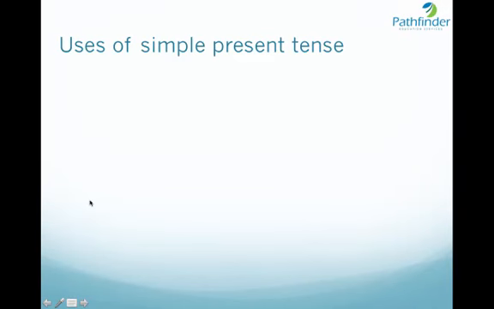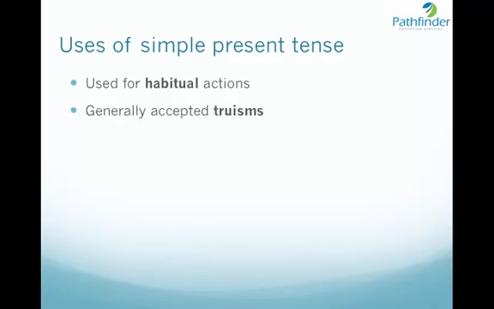Next, we look at the uses of tenses, starting with the simple present tense. Now, when do we use simple present tense to express an idea? We use simple present tense to express the following ideas. It is used for habitual actions. If we want to indicate something that you do as a habit, we use it in simple present. Or it is used for generally accepted truisms, whatever is true. For example, sun rises in the east is a truism, hence we use simple present to indicate this particular sentence.